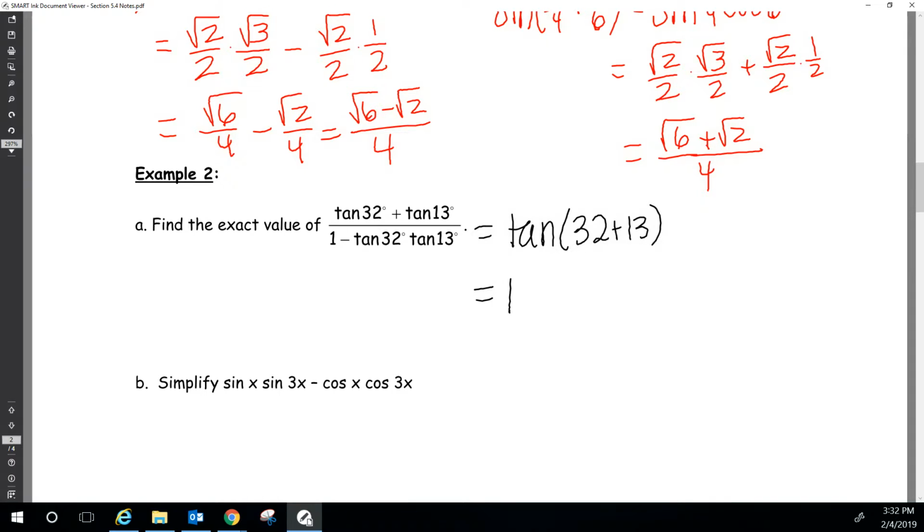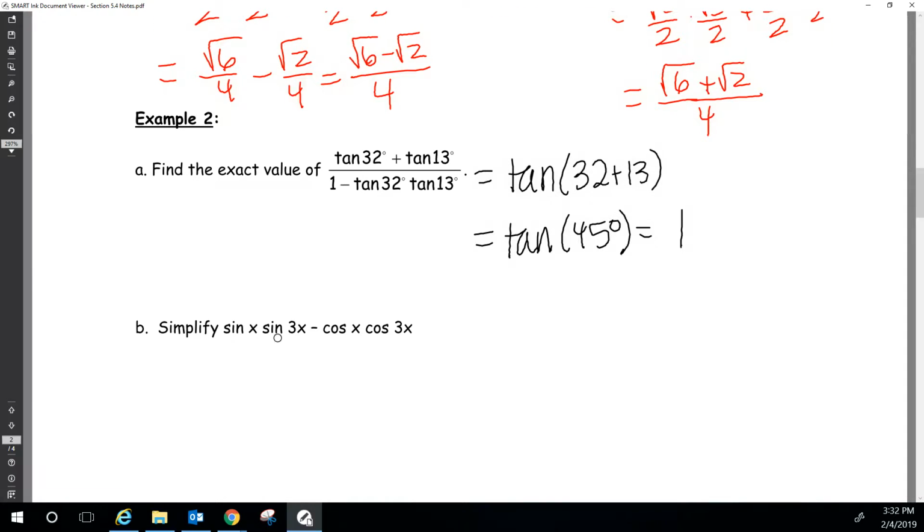32 plus 13 is 45, and tangent of 45 degrees is the square root of 2 over 2 divided by the square root of 2 over 2, which is 1. All right, for B, we want to simplify this one. We've got sine minus cosine.